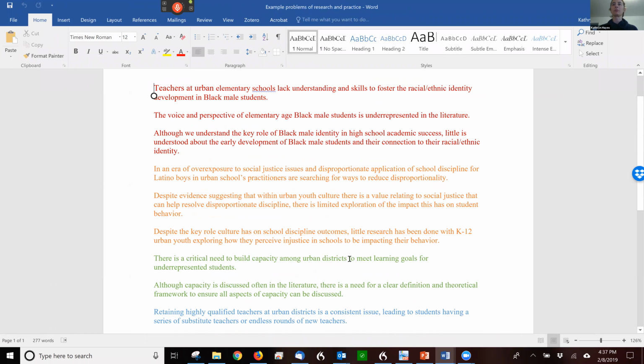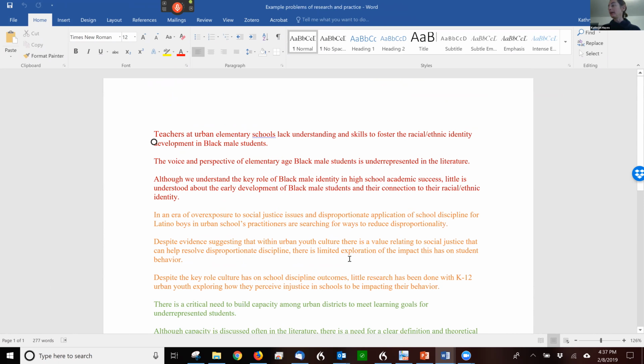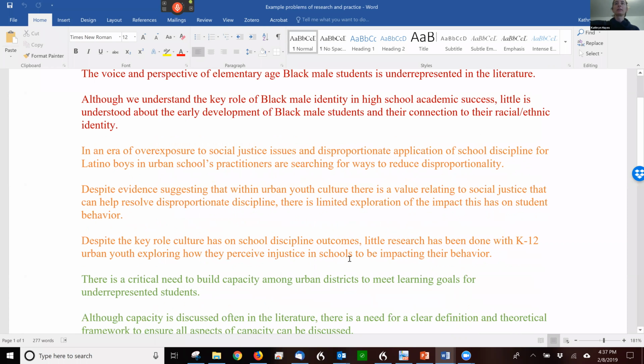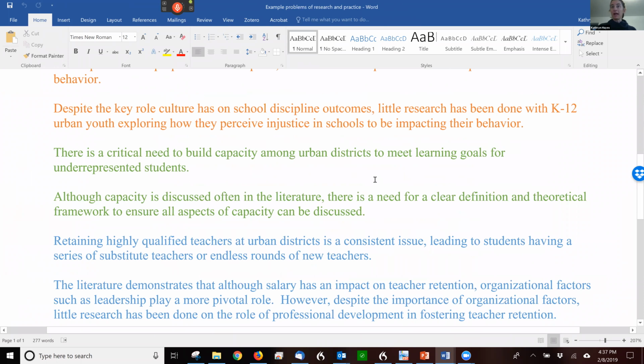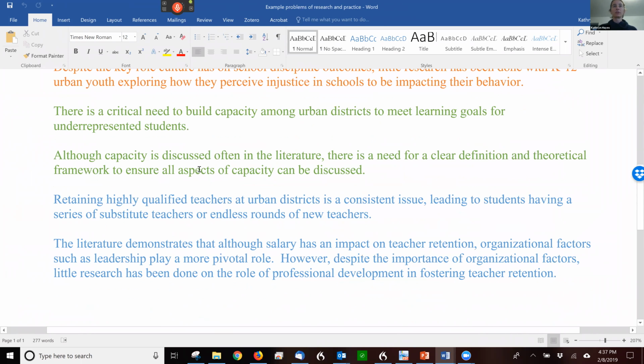Problems of practice and problems of research. This is an activity we did not have time for on Thursday, but it can be very helpful. So if we look at the green here, one of these is a problem of practice and one of these is a problem of research.